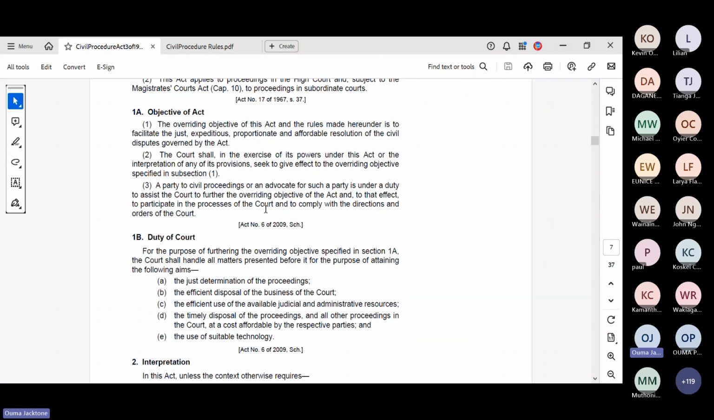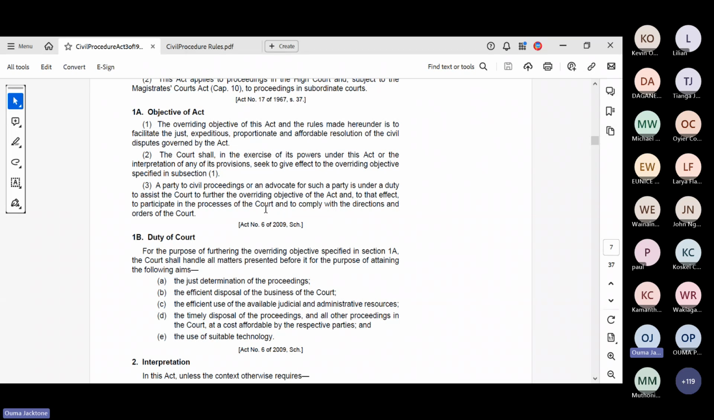So simply, the court sometimes can be lenient on you, can be merciful on you, can be sympathetic on you, so that you can file your matter, make your response, and then at the end of the day, meet the ends of justice. So in terms of doing that, the court must ensure that everything that is listed under 1B is achieved.